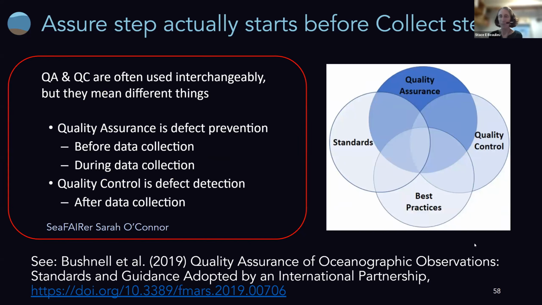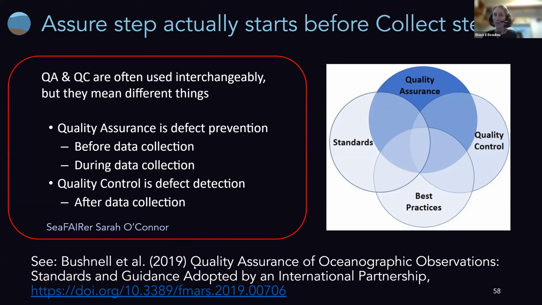The assure step actually starts before the collect step. And so I want to thank Seafarer Sarah O'Connor for this really nice, very clear description to differentiate quality assurance from quality control. Assurance is defect prevention. You do it before collecting the data and while. And control is defect detection after the data are collected.